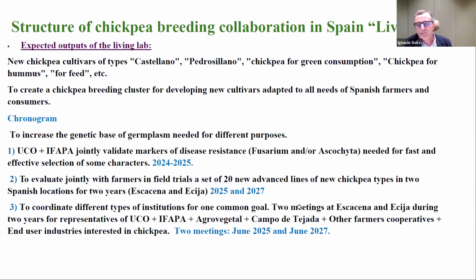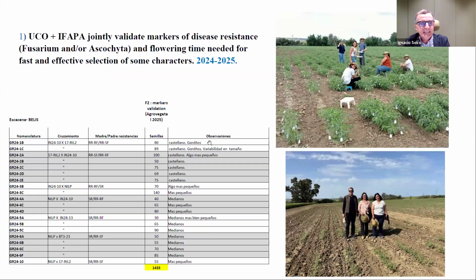Two meetings are scheduled. The first one was done at Escacena last year, June 2025, and the second meeting will be at Écija in 2027 with representatives of University of Córdoba, IFAPA, Agrovegetal, Campo de Tejada, and other partners. These are some pictures about the first activity. Here we are taking samples of the leaves to validate markers. There's Natalia and the people from University of Córdoba, also Jose Rubio from IFAPA. This is one important activity. We are going to talk about it later.